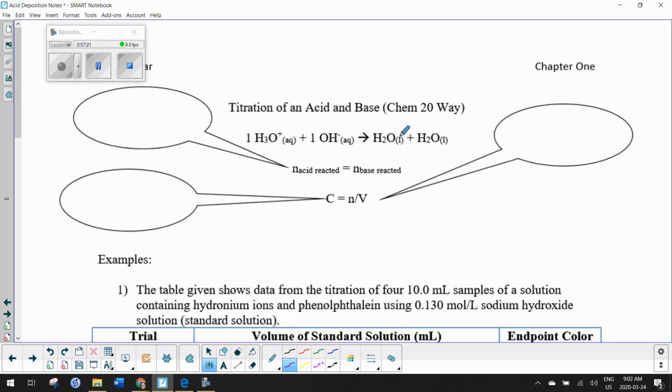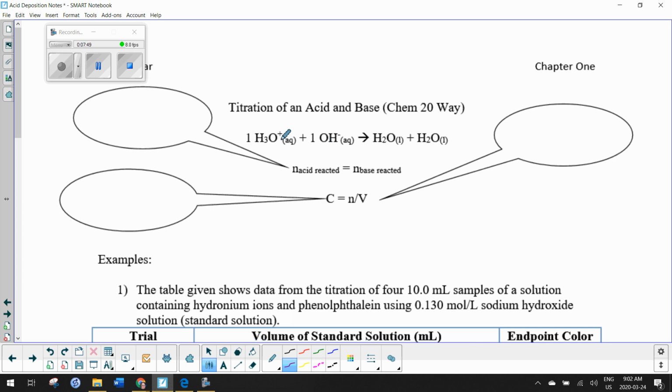So this is your Bronsted-Lowry reaction of an acid and a base, which you should know. So here we have our hydronium ions, and here we have our hydroxide ions. The hydronium ions are acting as an acid, and hydroxide is acting as a base, and then we create water and water, because this donates, gives up a hydrogen to become H2O, and this accepts, gains a hydrogen to become H2O.